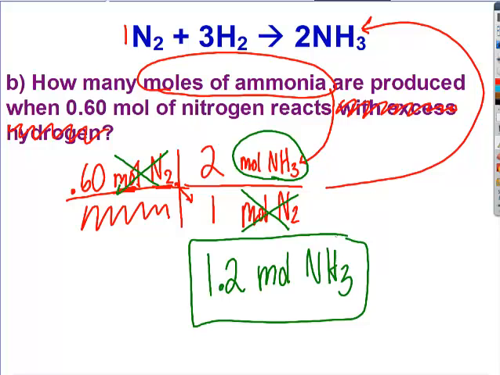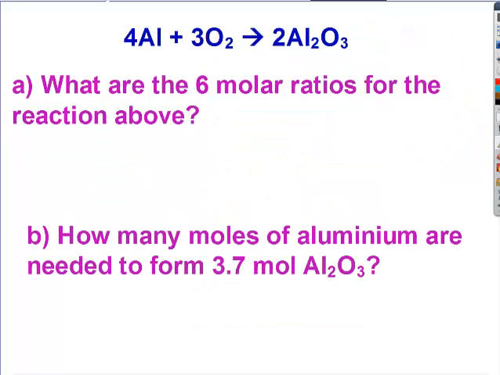Let's move on to our next problem. Here goes a new formula. 4Al plus 3 oxygens will yield 2 aluminum oxides. So what are the 6 molar ratios for the reaction above? Now, we've done 3 before, so we're a little confused on how to do 6. So why don't I start by doing the 3 that we know how to do.